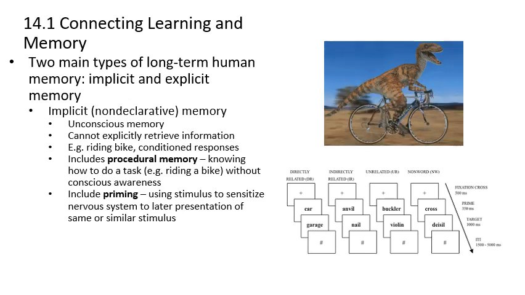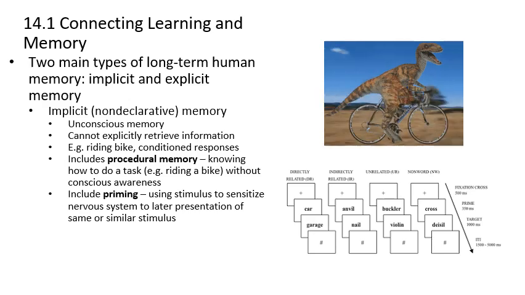And it also includes priming, which is using one stimulus to sensitize the nervous system to a later presentation of the same or similar stimuli. That's kind of a complex definition for just saying it's kind of prepping your brain for a given response.